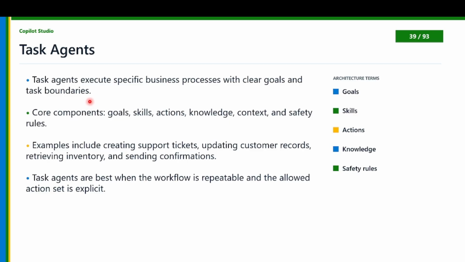So task agents have clear goals, clear boundaries, clear actions and clear skills, and they are connected to the right agent. So the core components of a task agent are goals. You define the goals, that is what the agent should achieve at the end of the day. What is the output that you want to see after the agent has performed a task?